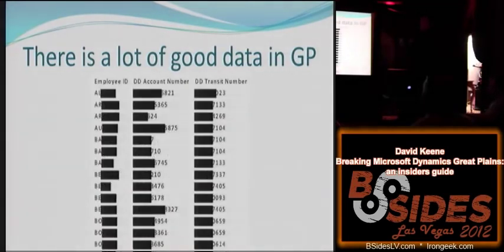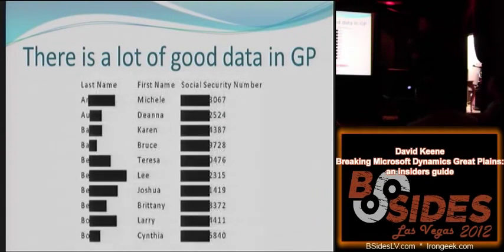All right, now we're getting even better stuff. Direct deposit bank accounts. So now we've got their address, their name, direct deposit bank accounts, and driver's license. So what could be better than all of those? Of course, social security numbers. So there's a lot of good stuff in GP, and this is just one table.